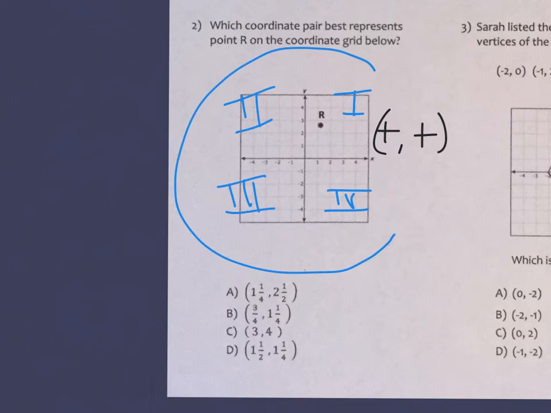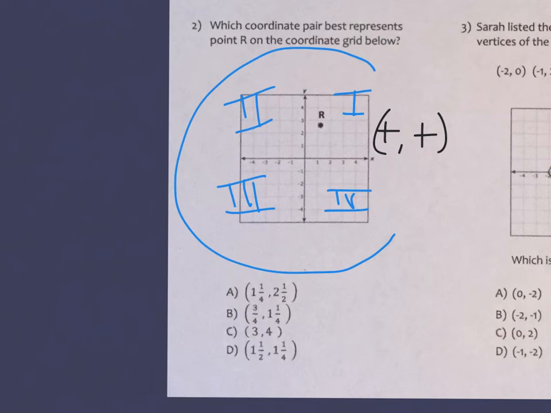So the first thing we want to do is check to see if all of our answer choices are positive, positive. And it looks as though they are. Okay, so we can't eliminate any answer choices based on that. But it's still good to check that first.